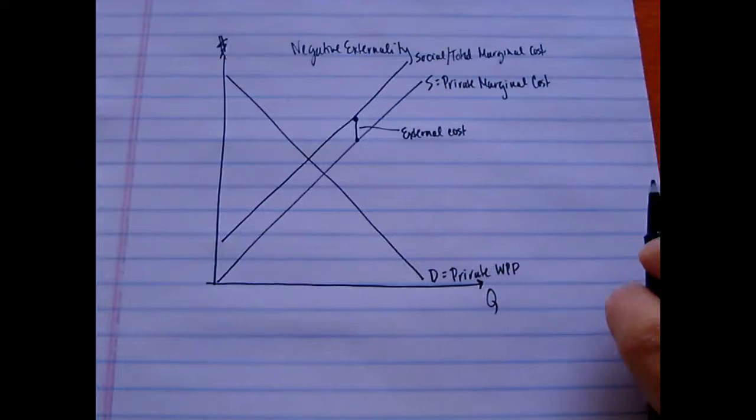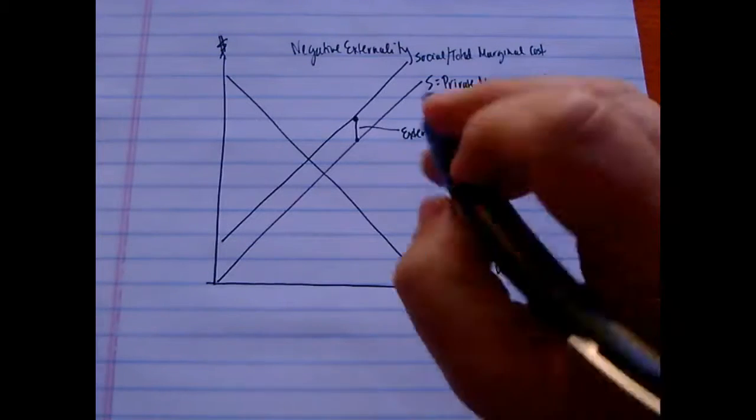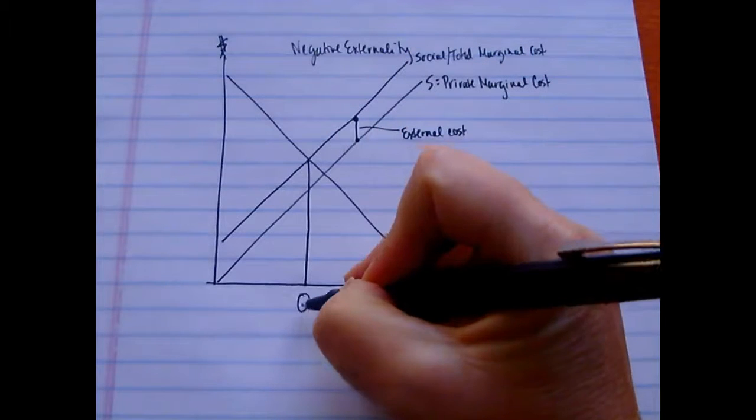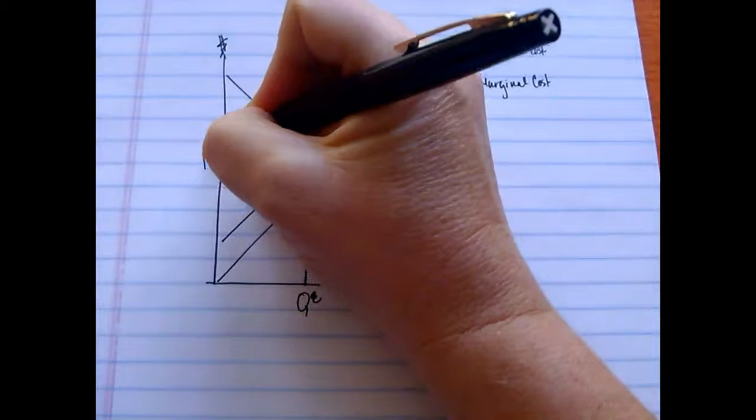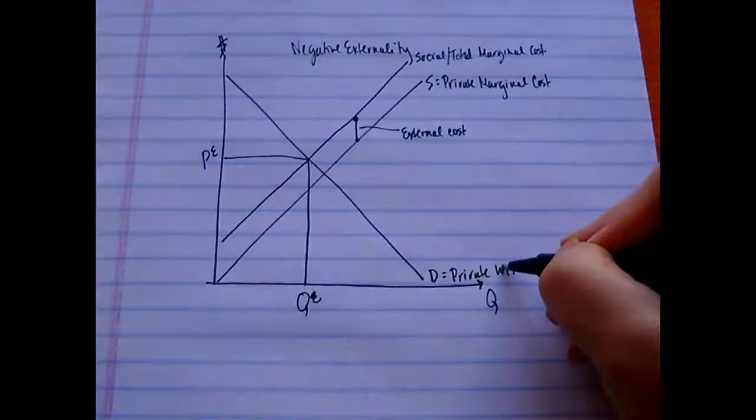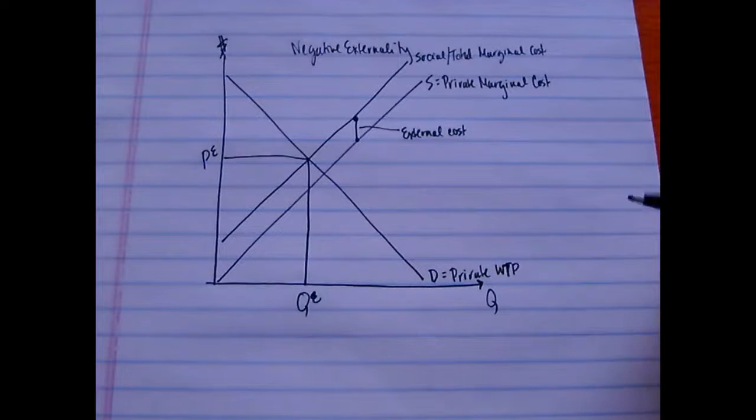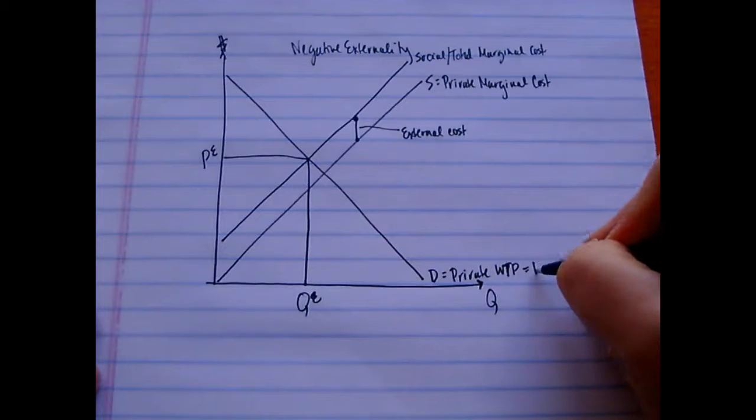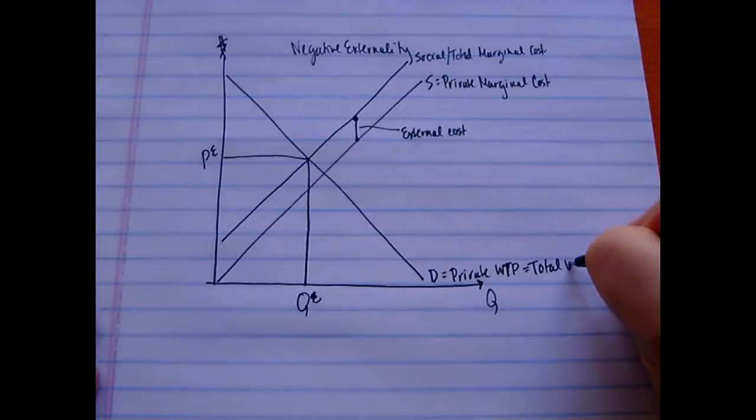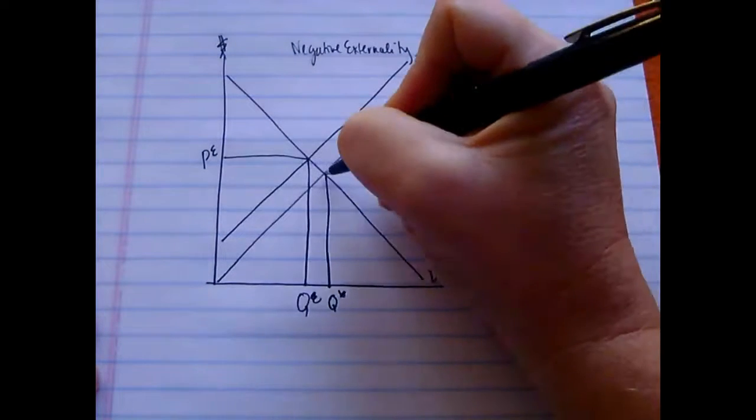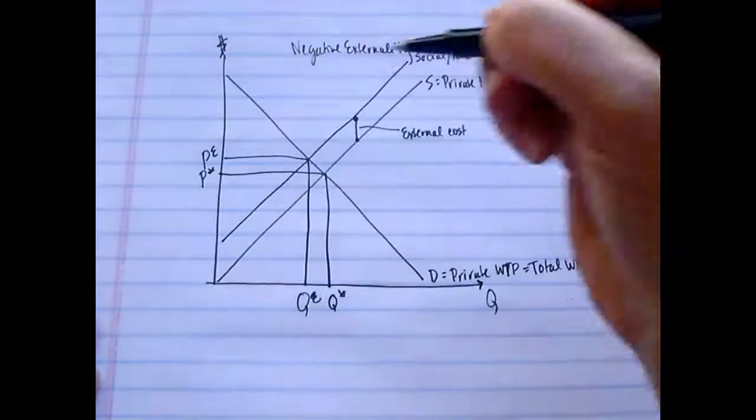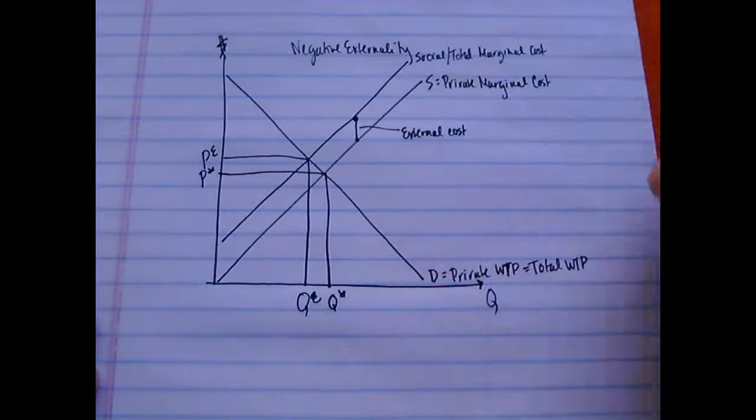And we will maximize efficiency by producing where the total marginal cost is equal to the total willingness to pay. And in this example, we don't have any external benefits from purchasing, so private willingness to pay is equal to total willingness to pay. And so we can contrast that to the market quantity and the market price. What we have is that the price is too low and the quantity is too high, and as a result we get some deadweight loss.